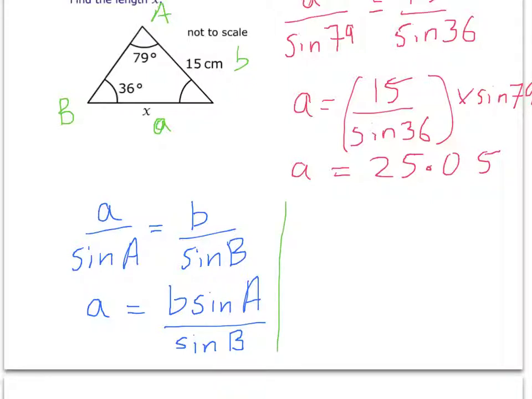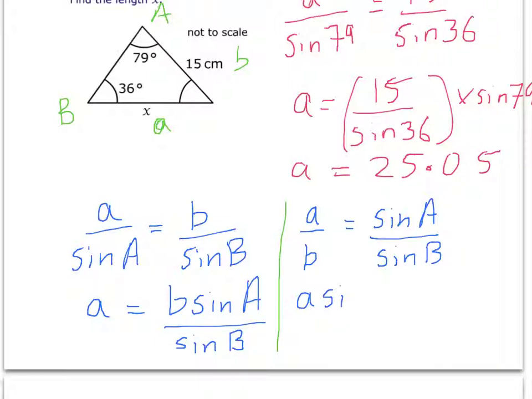Right. So to get sine A over sine B left, let's divide through by b. So a over b is equal to sine A over sine B. Now times through by sine B to leave sine A on its own. So we're going to be left with a sine B over b is equal to sine A. And there we have it, so that sine A is on its own.